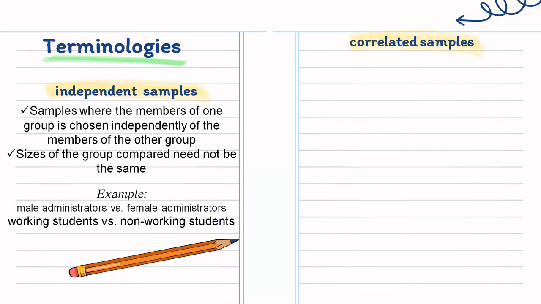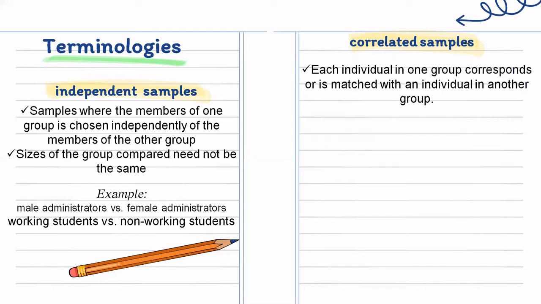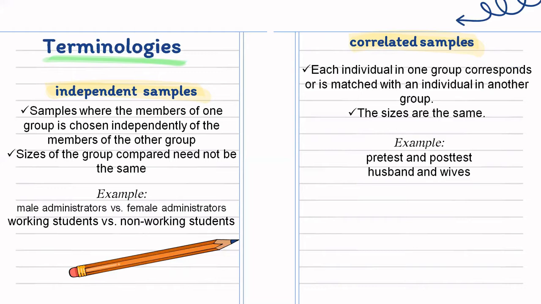Another term is correlated samples. These are also called dependent, paired, or matched samples. When samples are correlated, each individual in one group corresponds or is matched with an individual in the other group. The sizes are the same. Examples are pre-test and post-test, husbands and wives, and all other matched pairs.